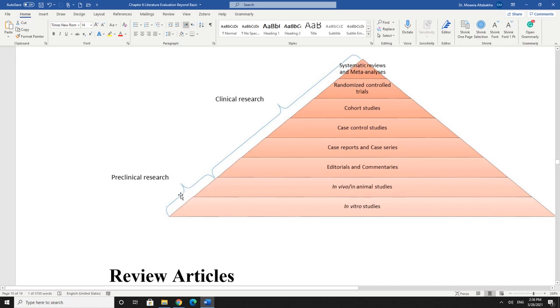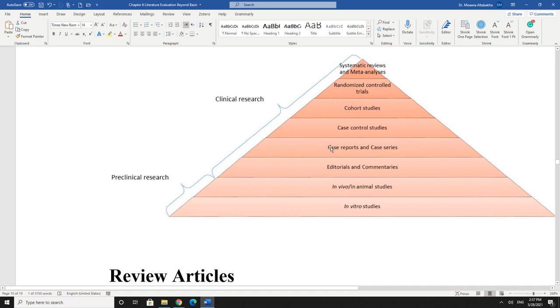See, the weakest ones are preclinical research, first the one that is done in vitro, meaning in beakers and glasses and so on. Then stronger than that is the one that is done on animals. This we call preclinical, in vitro in glasses and in animals. Well, after that you have the clinical evidence that may be provided by editorials and commentaries, comments, meaning.